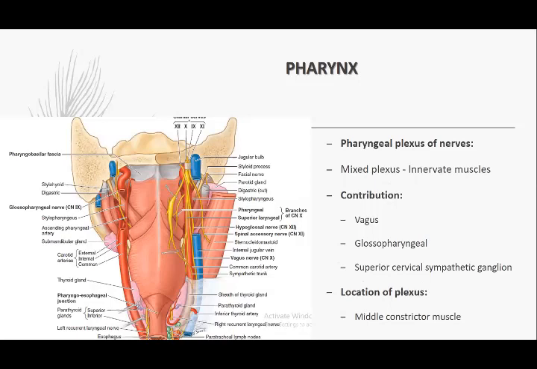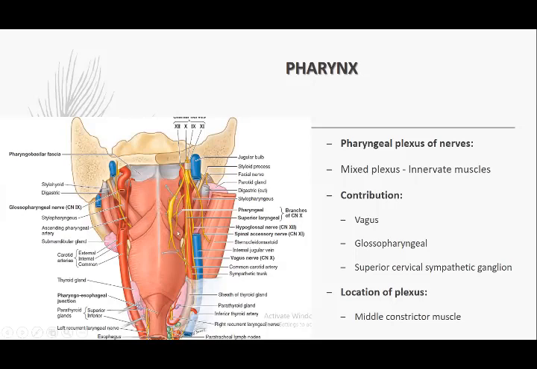Okay, now let's come to the nerve supply of the pharynx. The nerve supply of the pharynx is by the pharyngeal plexus that surrounds this muscle. The pharyngeal plexus is basically a mixed kind of plexus. इसमें sensory fibers भी हैं, इसमें motor fibers भी हैं. It is lying on this muscle, which is the middle constrictor. So the plexus is lying on the middle constrictor.